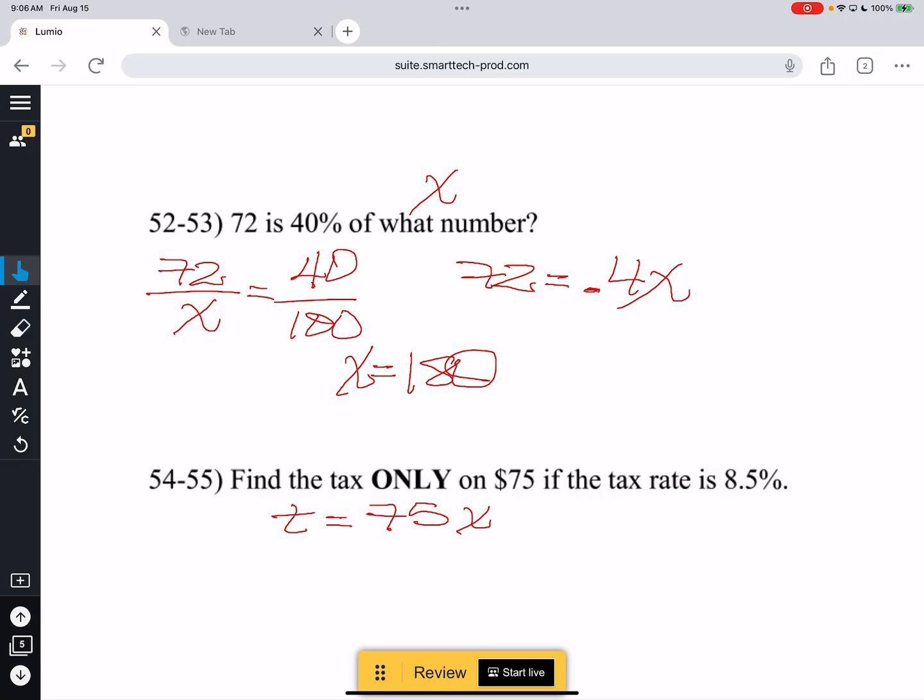Baxter? 0.085. I want to erase that. .085. And how would you set it up if you're wanting to do the proportion route? Would you multiply it? Yes, you'll just have to multiply that.